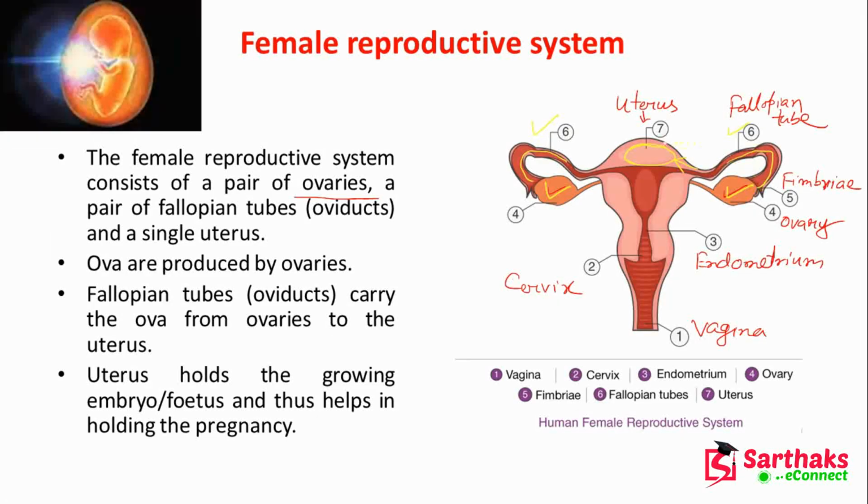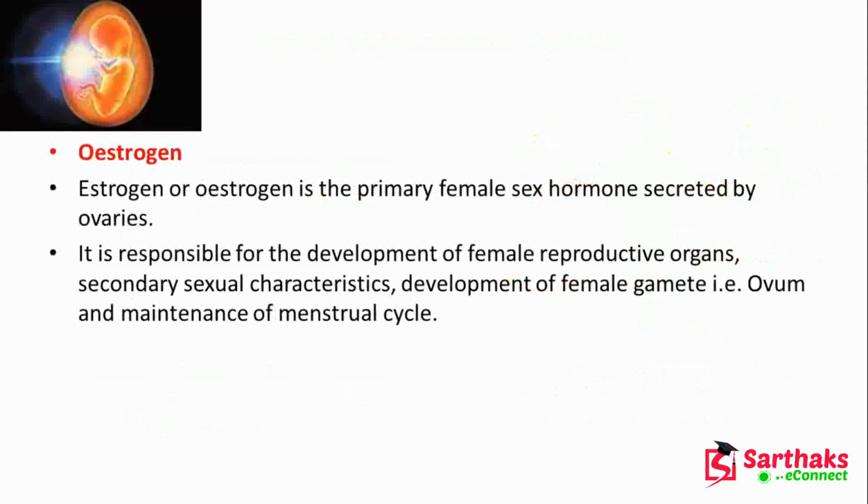The uterus holds the growing embryo, and thus helps in holding the pregnancy. So in the uterus the small baby will be there, and after maturity, it will hold the pregnancy for 38 weeks.